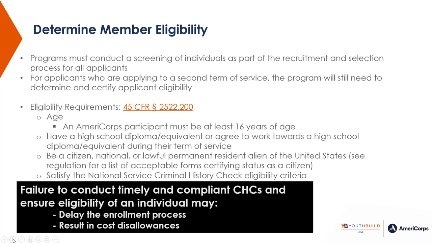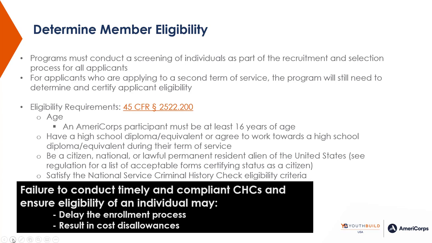In terms of eligibility, you need to do a screening as part of your recruitment and selection process. For individuals who are doing a second term of service, you still need to determine eligibility and certify that applicant. So even though somebody may have done AmeriCorps before, you still need to make sure you fill this out. We document this through the eligibility verification form. And what the major requirements are: age.